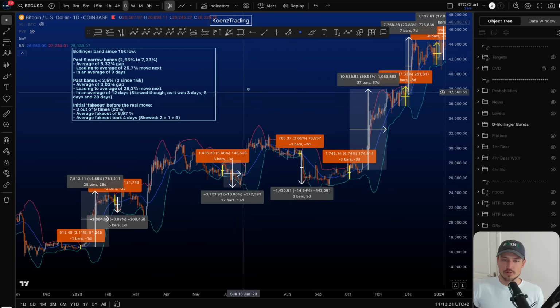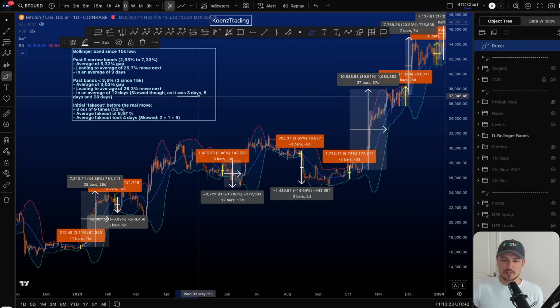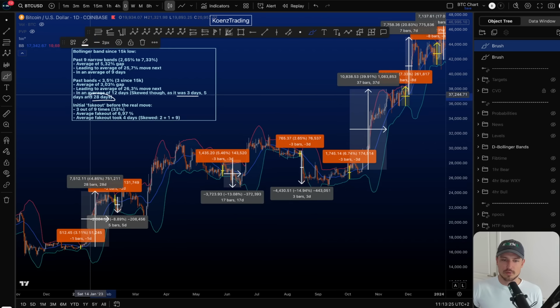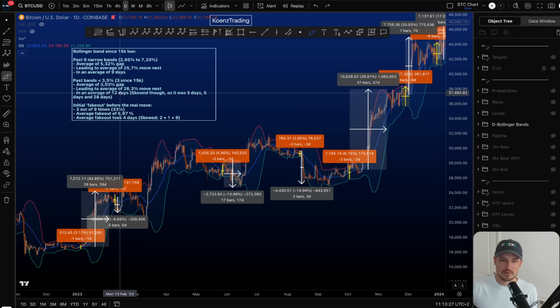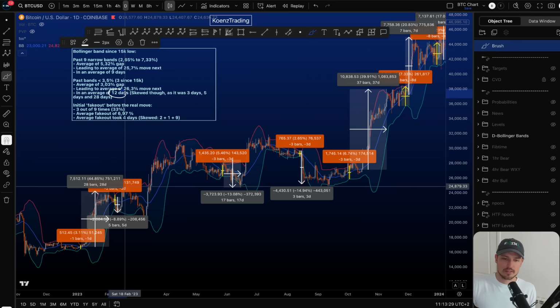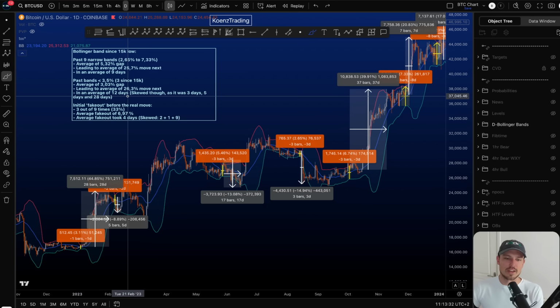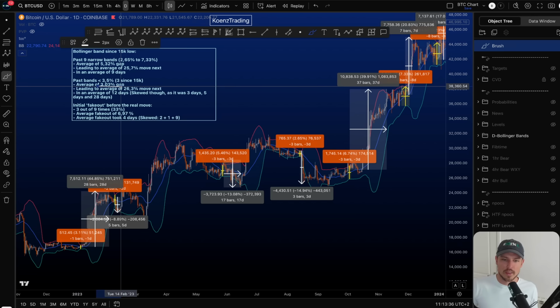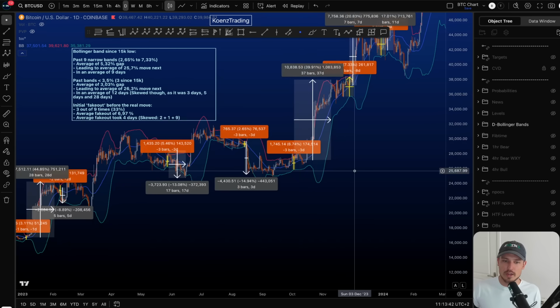However, that is a bit skewed because based on the data, it was 3 days, 5 days, and then 28 days, which is basically an outlier, which makes the average look more than what it actually is. But generally, after a very tiny gap, you would expect quite a big move on average in a most commonly short amount of time.